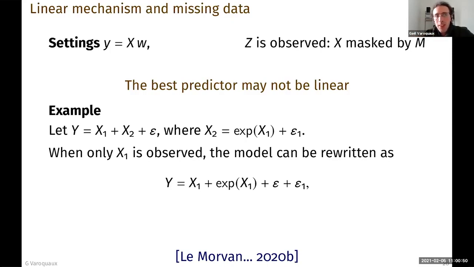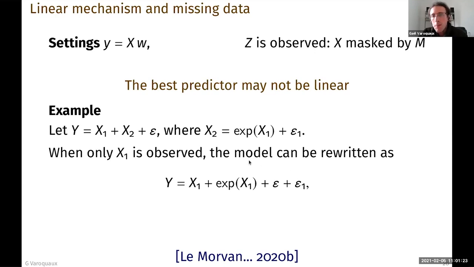The first thing that we see is that the optimal predictor may not be linear. For this, let me introduce a very simple example. I have y, which is the sum of x1 and x2 plus noise. And I have the link between x2 and x1, which is a nonlinear link. It's an exponential function. When I'm observing only x1, the optimal predictor is given by this formula.